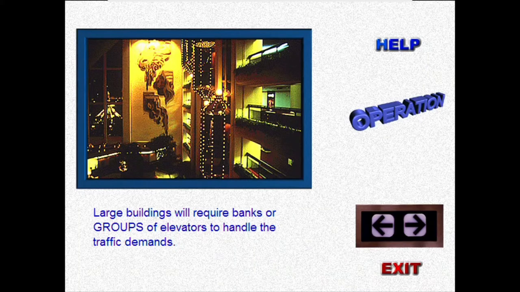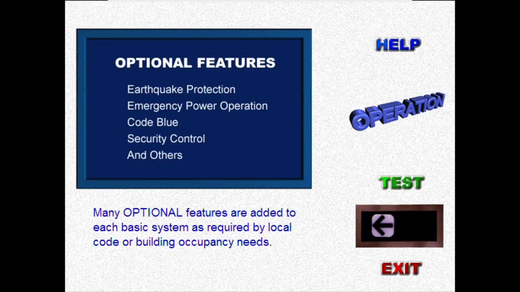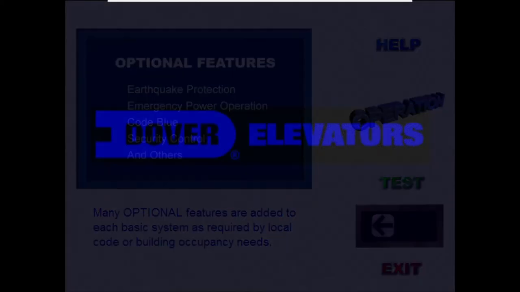Large buildings will require banks or groups of elevators to handle the traffic demands. Dover's group systems are Computermatic, Traflomatic, and DMC, Dover Microprocessor Controlled. Many optional features are added to each basic system as required by local code or building occupancy needs.